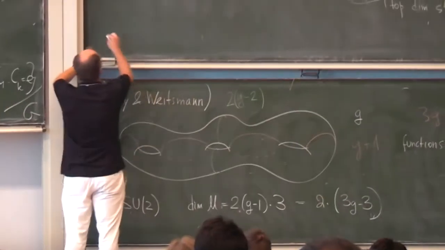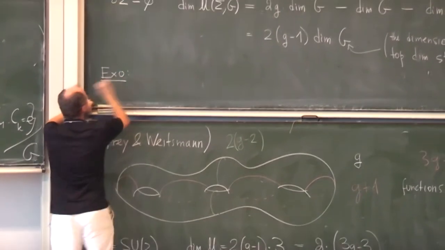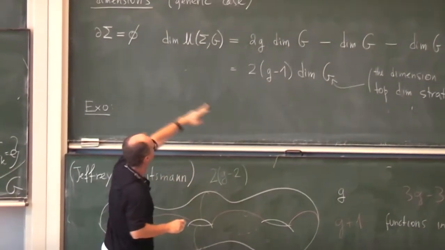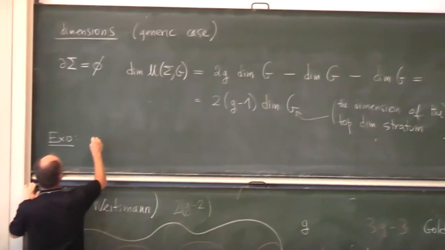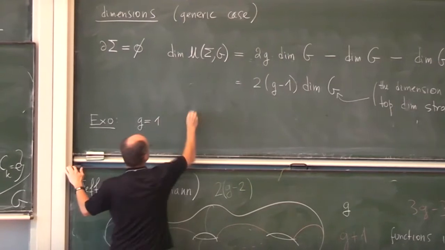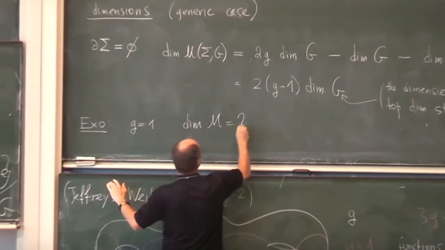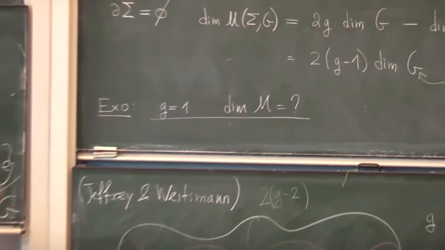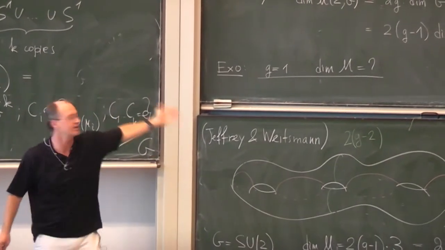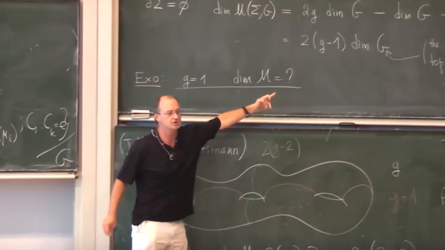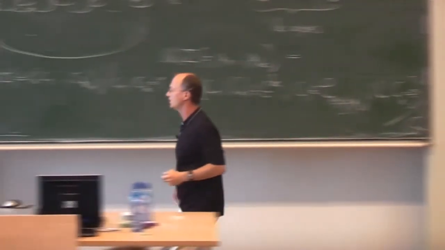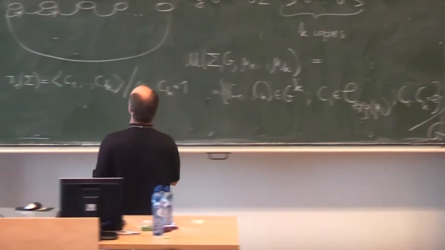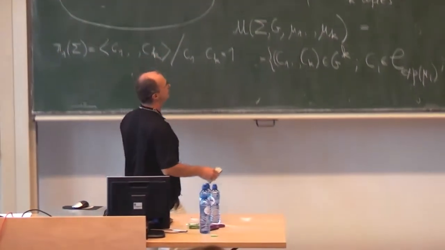Now, a small exercise here. As I said, this works generically. Now check what happens in the case of G equal 1. The generic dimension formula predicts 0, but this is actually not true. So the situation is not generic, so the dimension is non-zero, and I invite you to find what it is. Now, one more comment about those examples.